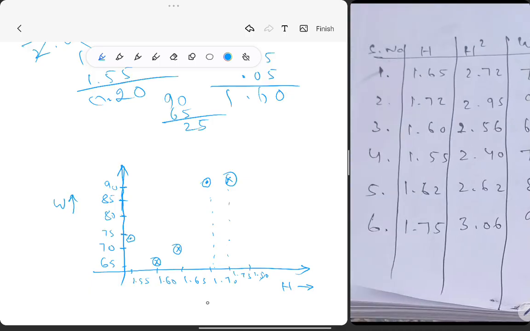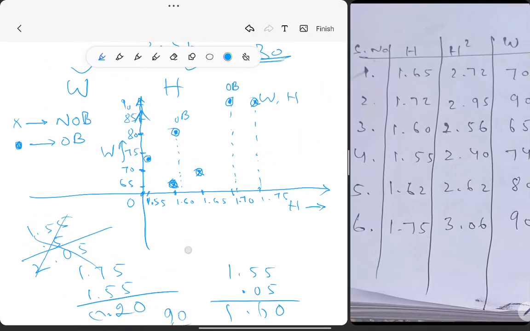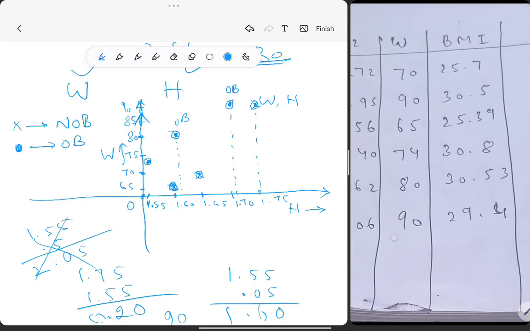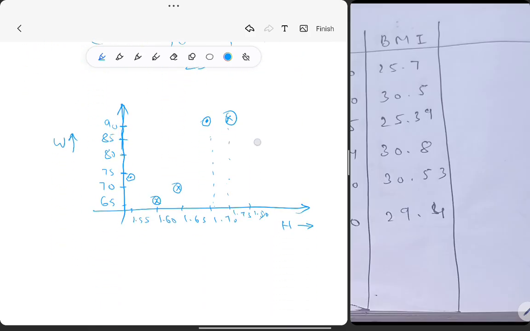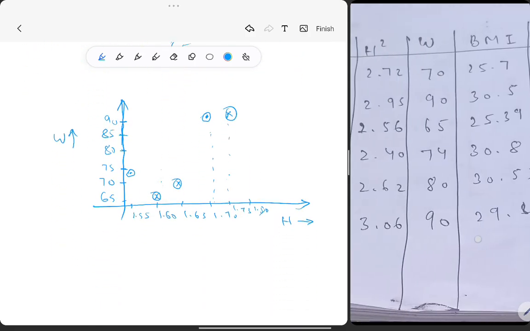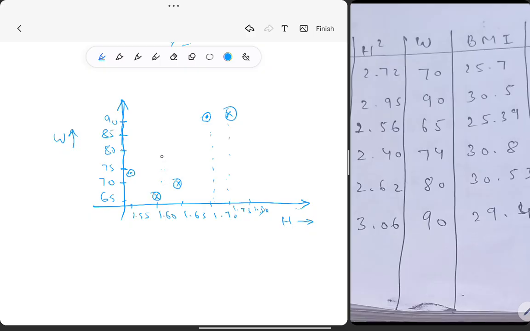Then we have actually missed one point, perhaps this point here. This point corresponds to 1.62 and weight is 80, an obese case. So look how many data points you have now: 1, 2, 3, 4, 5, 6.